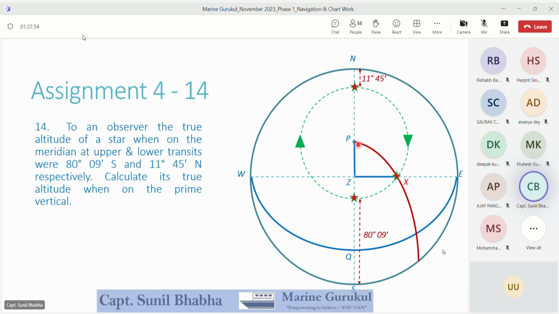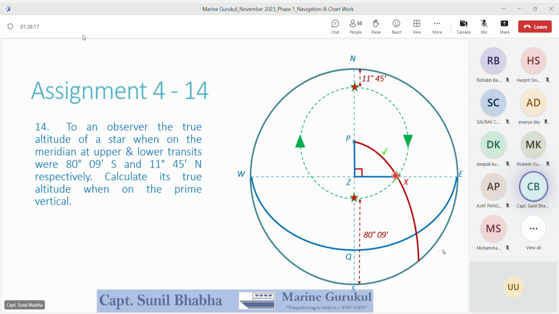PZX triangle. This is a spherical triangle and is a special spherical triangle because we have a right angle at Z. We have a right angle at point Z. Now what we need to know is the altitude of the star when it is on the prime vertical.